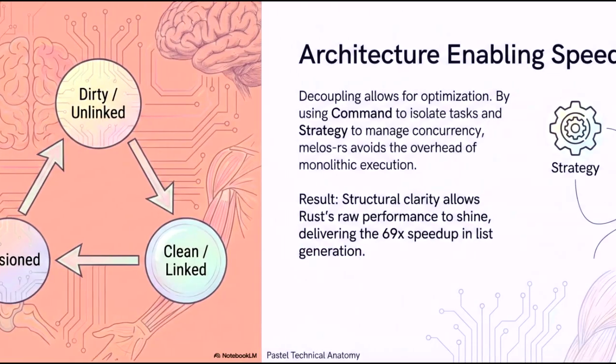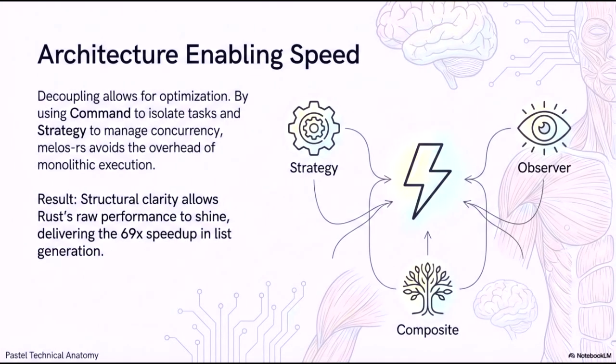The core of our performance gains lies in an architecture specifically designed for speed through decoupling. By implementing the command pattern to isolate individual tasks and the strategy pattern to manage concurrency, melos-rs effectively eliminates the overhead inherent in monolithic execution models. As illustrated, our framework leverages key design patterns, including strategy, observer, and composite, to create a highly modular system. This structural clarity allows us to fully harness Rust's raw performance capabilities, ultimately delivering a 69-fold speedup in list generation.